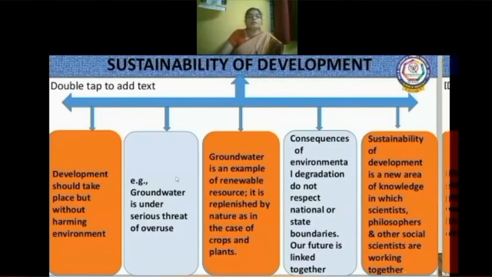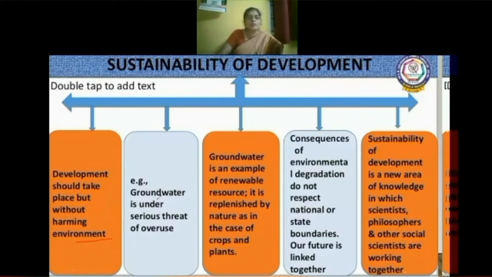Now, what is sustainable development? Development should take place but without harming the future. Now, this is very, very important. Future generations are very important, and development must happen without harming the environment.